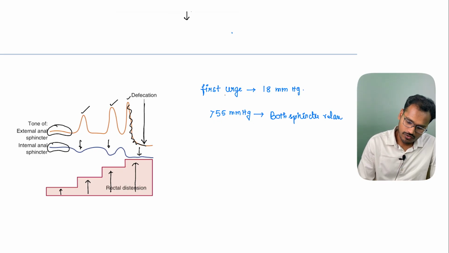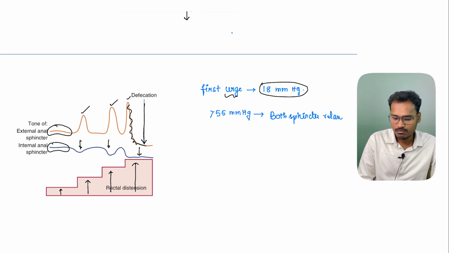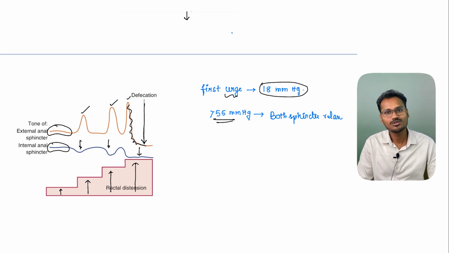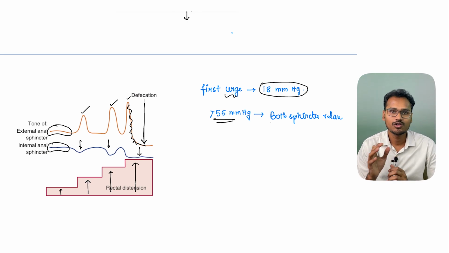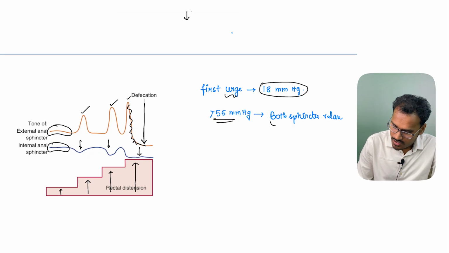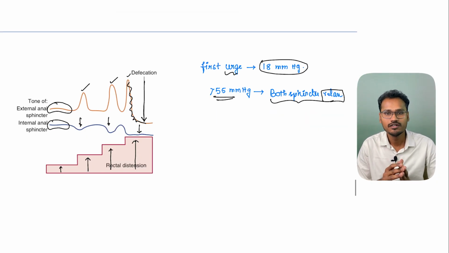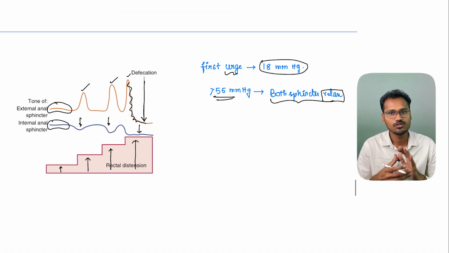happen. The first urge for defecation comes at around 18 mm Hg, but beyond a certain limit, as I told you, you will not be able to control the defecation reflex. That happens above 55 mm Hg, wherein both sphincters will be relaxed and the person will not be able to hold it further. So these are some of the reflexes you should know, and the most important of these three is the deglutition reflex, which has three phases: oral, pharyngeal and esophageal.